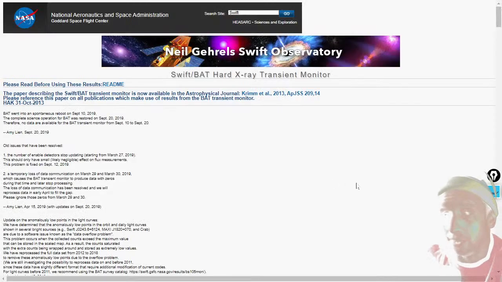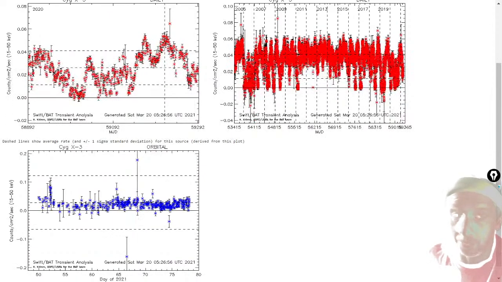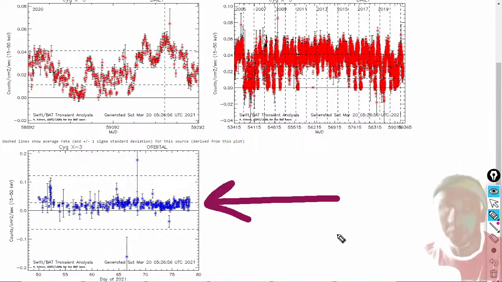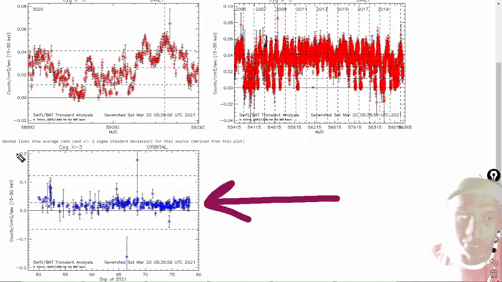By the way, the graph for Cygnus X3 has recently been expanded. This is the X-ray flux from Cygnus X3. And you notice the graph is now showing all the way up to 0.2.